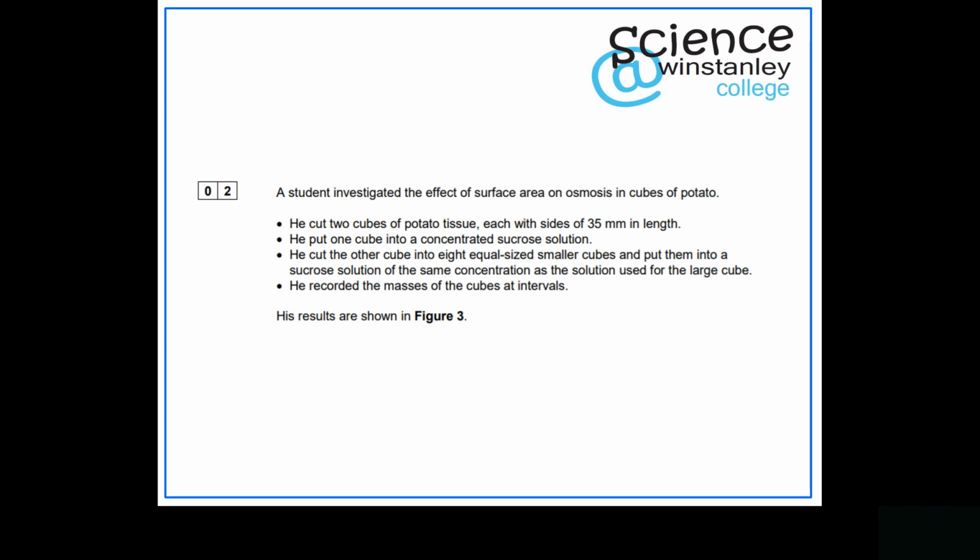So the student cut 2 cubes of potato, each with size 35 millimeters long. They then took one of those cubes and put it into a sugar solution. They took the second cube and cut it into 8 equal sized small cubes and put those into the same sugar solution but a different container. So they end up with a container containing a big cube and a container with 8 small cubes in there. And then they recorded the mass of the cubes at different intervals.